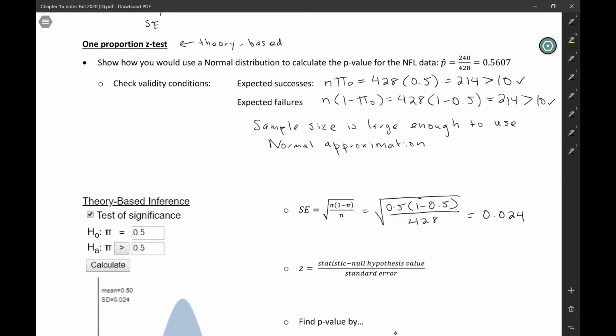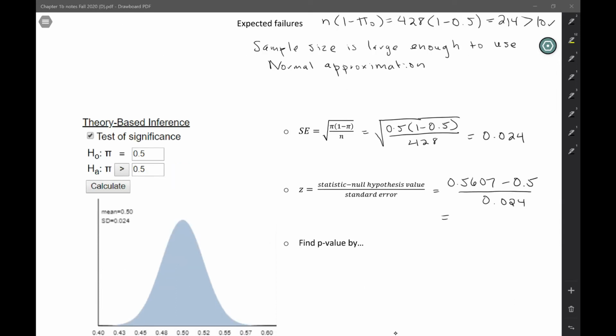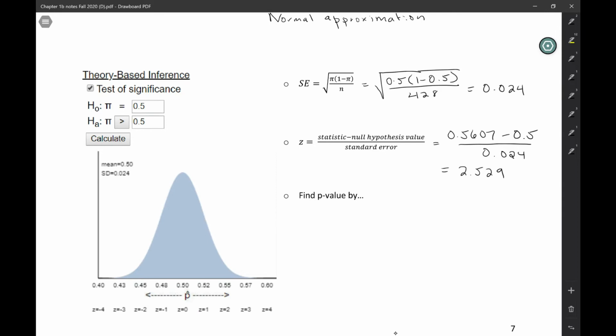To calculate our z-statistic, we take the statistic minus the null value and divide by the standard error. This is obviously the exact same calculation as what we did earlier because this is all the same values. We just got it from a formula instead of getting it from a simulation. So again, this comes out to 2.529. Okay, so what about the p-value?